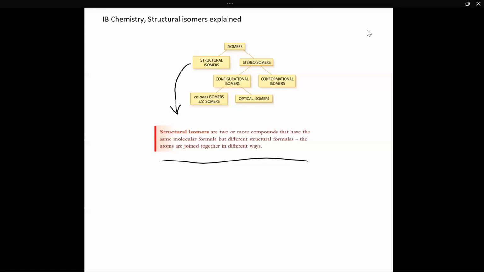And two compounds which share the same molecular formula but have different structural formulas, where the structure of the molecule is different but the molecular formula is the same, you call them structural isomers. And let me give you a few examples so you can visualize what exactly I'm talking about. So let's say we have a molecular formula of C4H10.